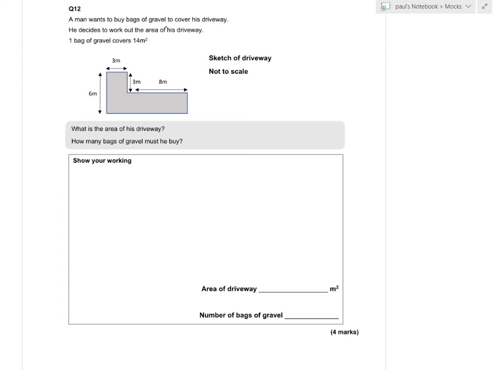A man wants to buy bags of gravel to cover his driveway. He decides to work out the area of his driveway, and the bag covers 14. How many bags must he buy?